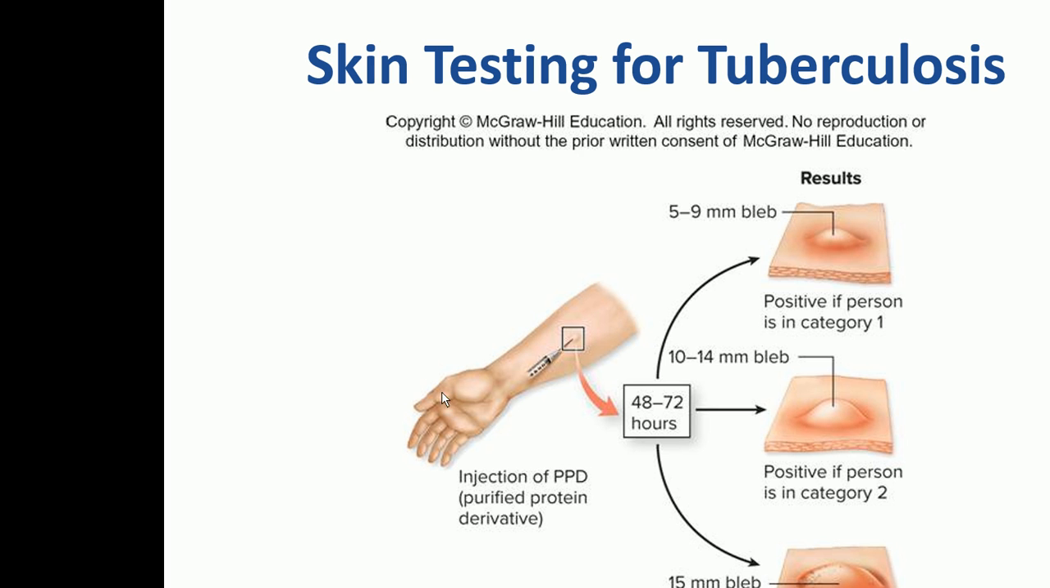So this is called Mantoux test, or also the skin test. PPD is injected under the skin, and after 48 to 72 hours, the eruptions are checked. It can be 5 to 9 mm, positive if the person is in category 1; 10 to 14 mm, positive if the person is in category 2; and 15 mm, positive if the person is in category 3.